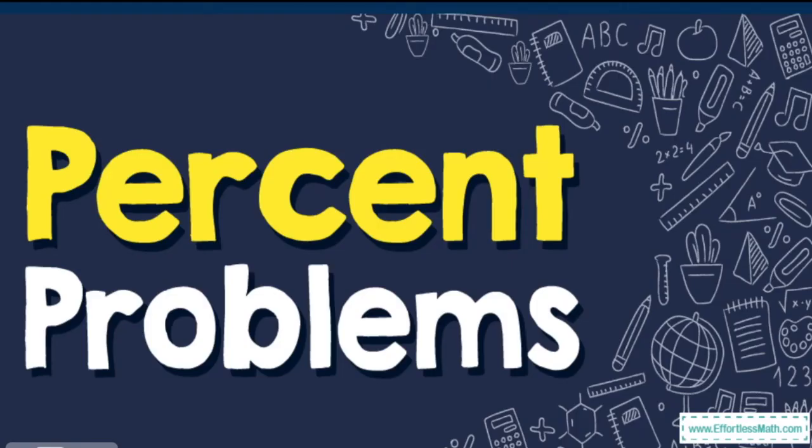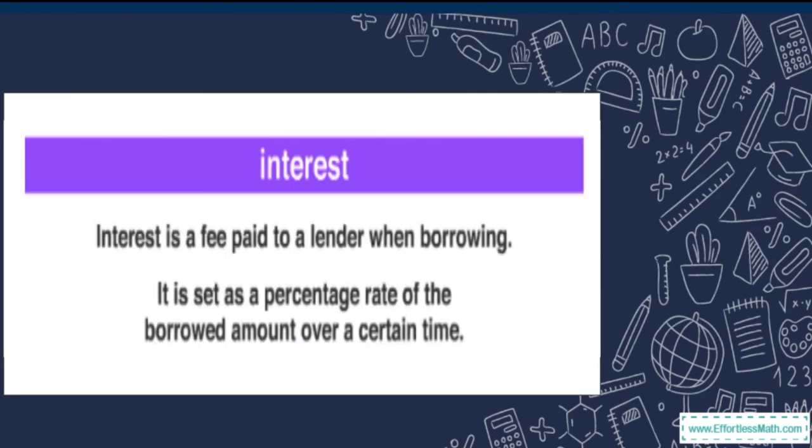The third type of percent problems that we'll be learning involves interest. What is an interest? Interest is a fee paid to a lender when borrowing. So if you lend your money to the bank, it means that you are going to earn some interest. It is set as a percentage rate of the borrowed amount over a certain time. So the longer your money stays in the bank, the bigger the interest you will get.